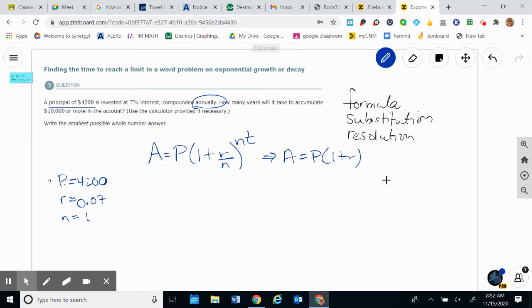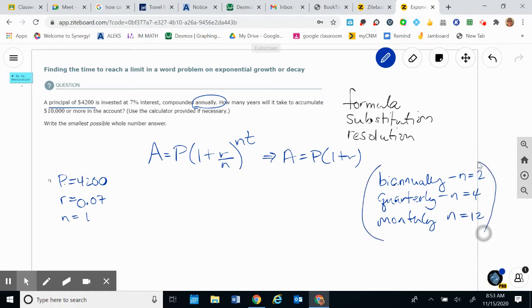On the side here, I'm going to put this for you guys. If it says biannually, wait, how do I spell that? Annually? I don't think it's 2 N's. Yeah, it is. Biannually, that means N is equal to 2. And if it says quarterly, that means N is equal to 4. If it says monthly, N is equal to 12. I just want to put this in parentheses for you. So N is equal to 1.